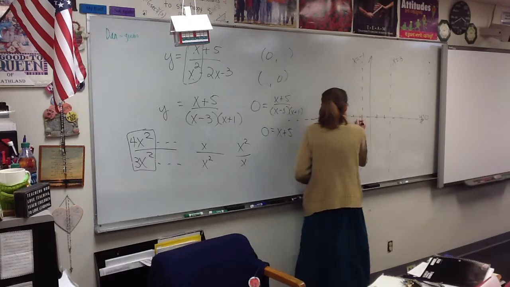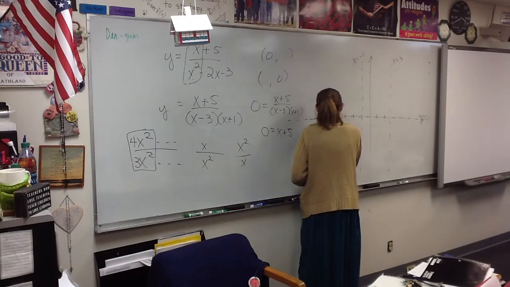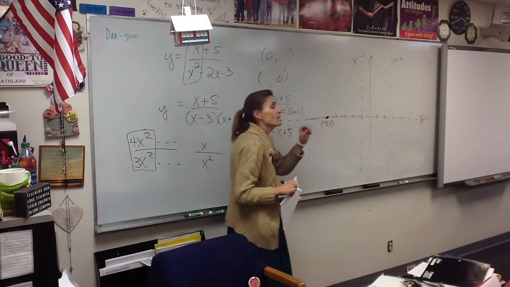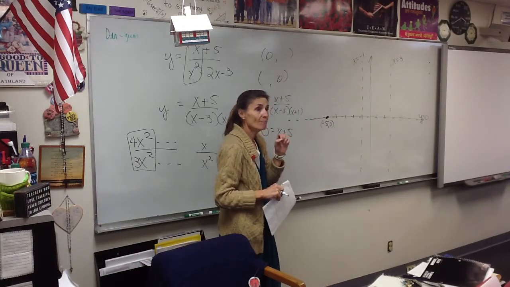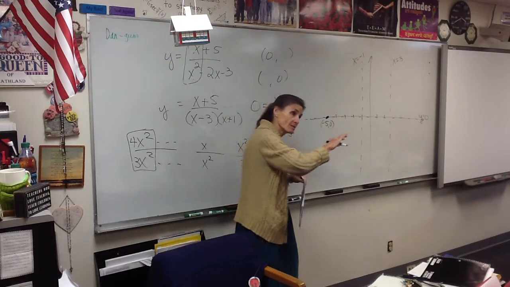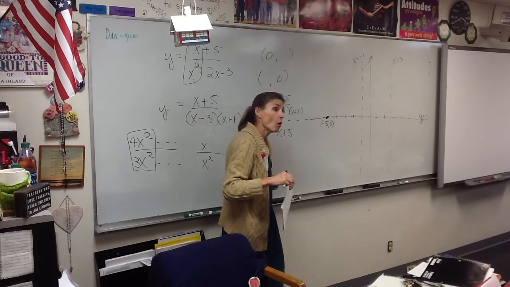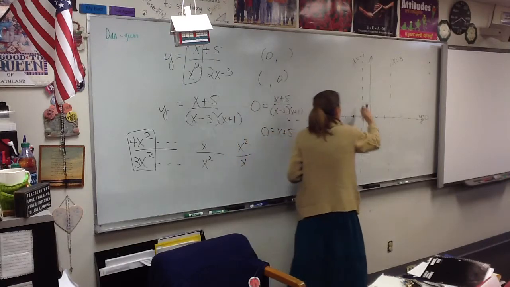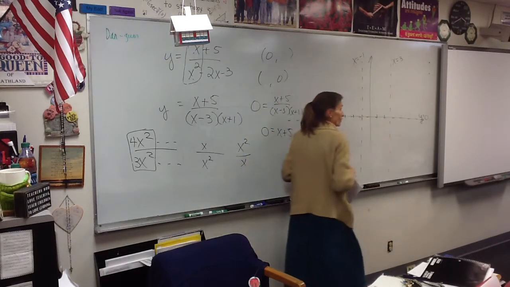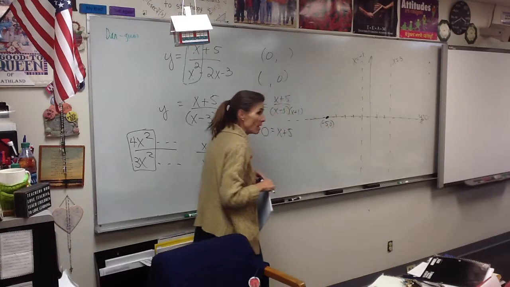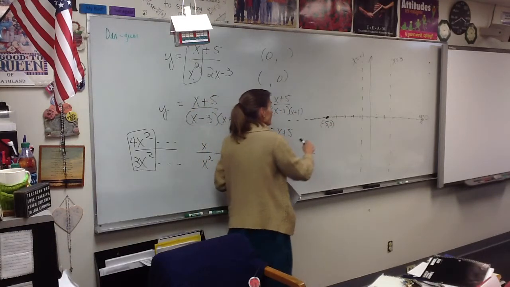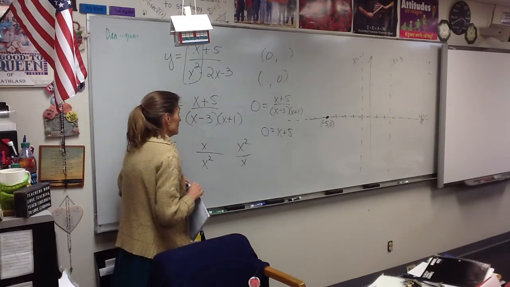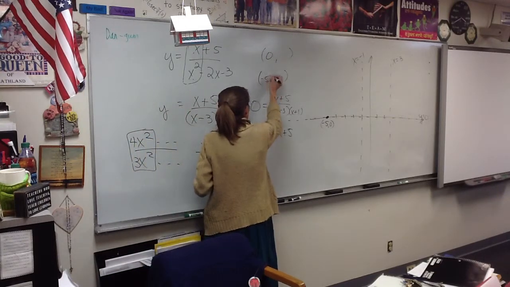So what's your x-intercept? -5. Now, some of you might be thinking, wait a minute, Mrs. Ford, you told me that was an asymptote. You can actually have points on your horizontal asymptote. Now, we don't always, but we do sometimes. You will never have a point on your vertical asymptote. That's not possible. But you can have a point out here, that's okay. All right, so that's my x-intercept.